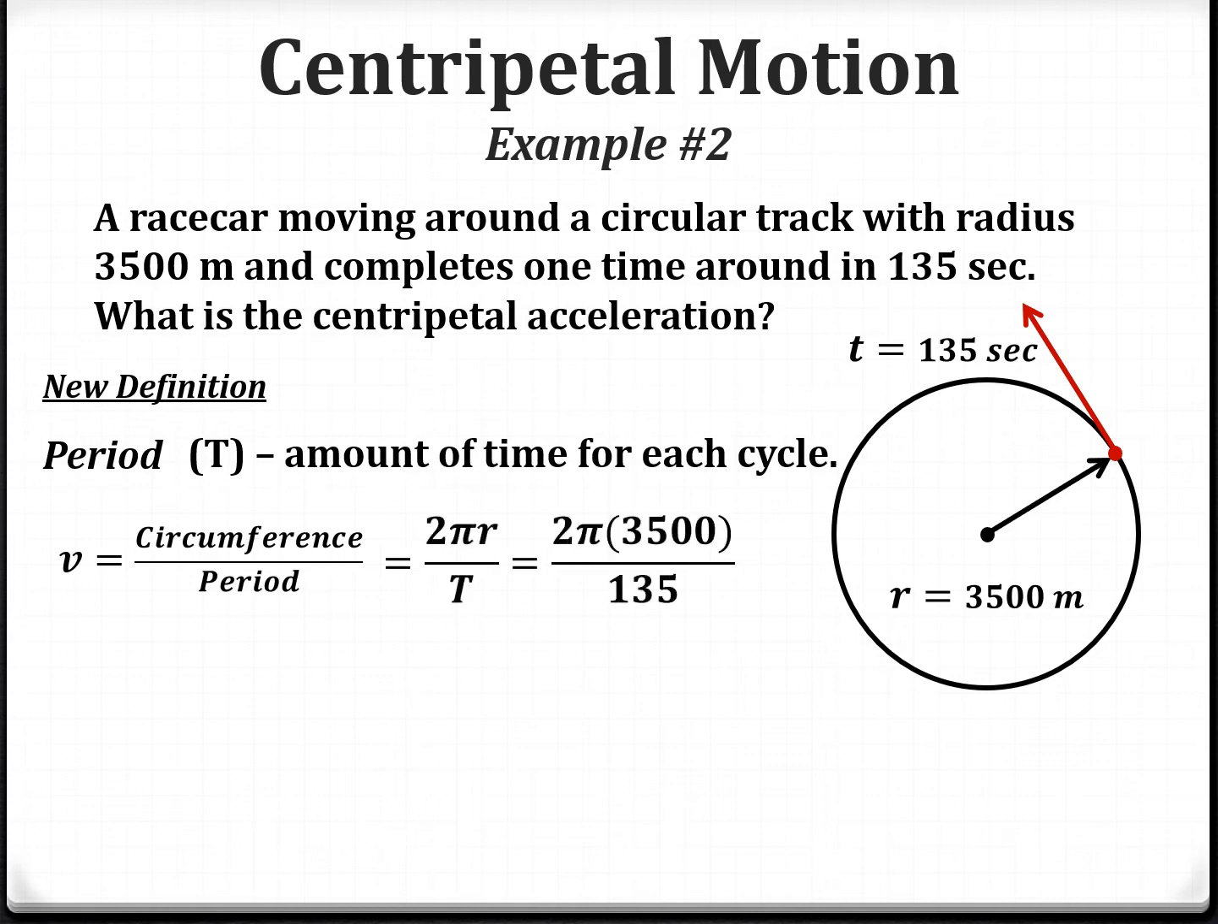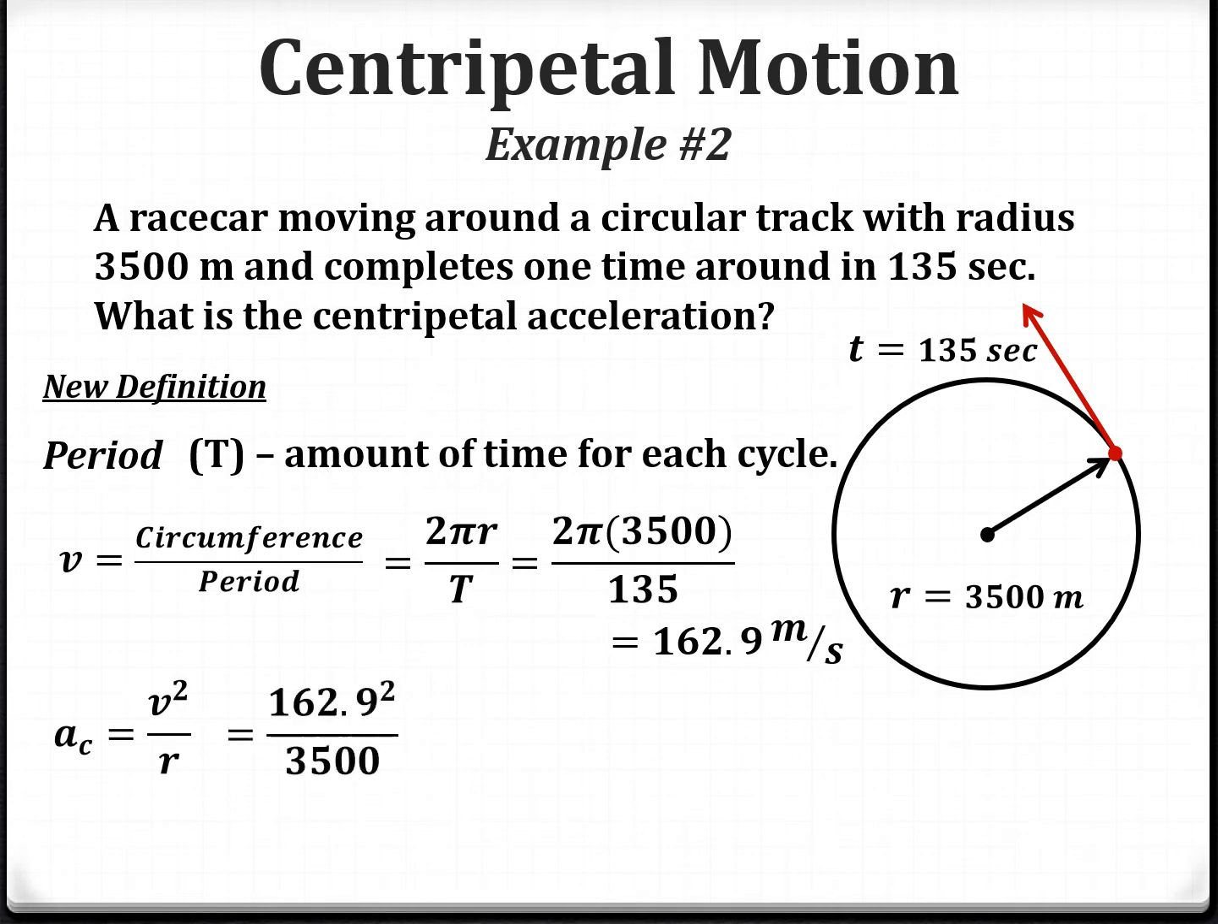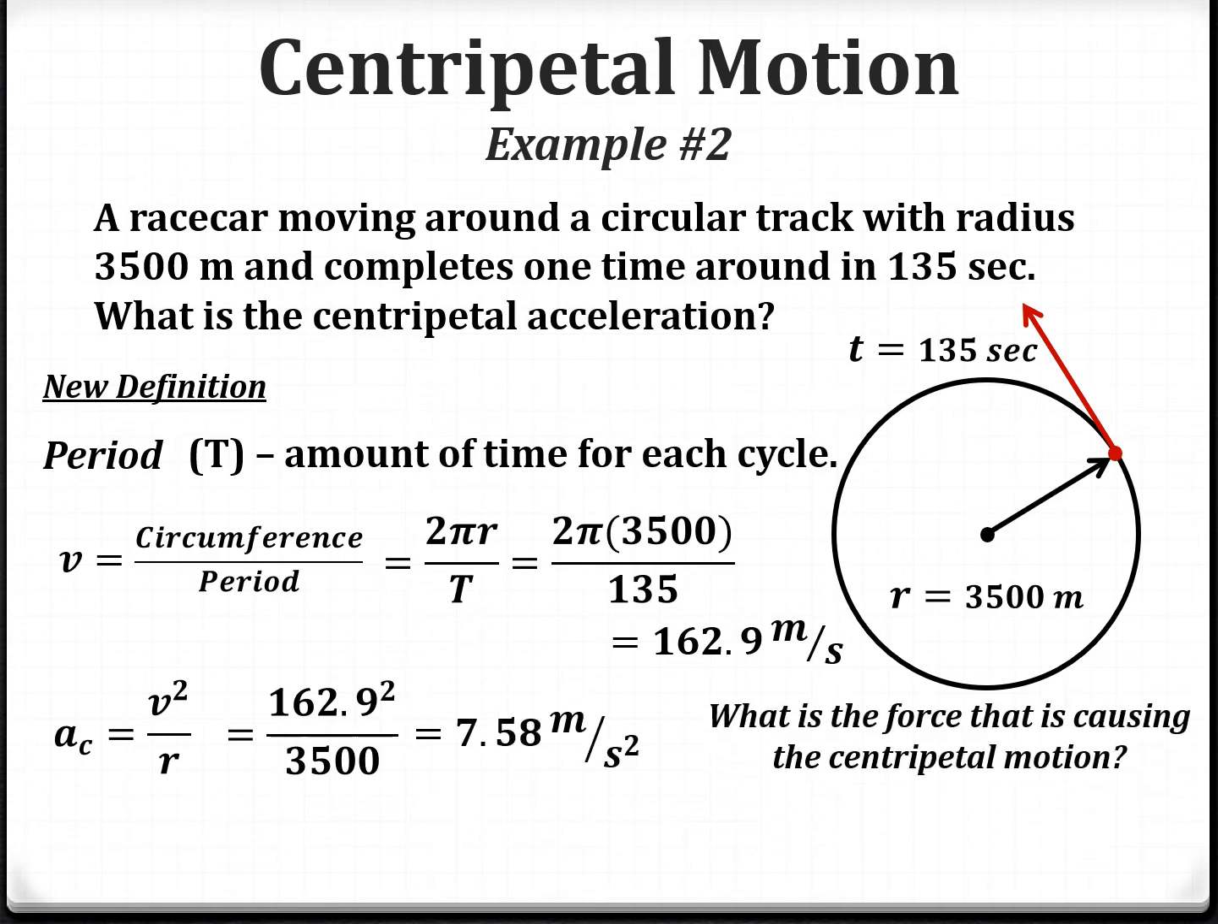and then we go ahead and divide those, and we figure out that the velocity is 2 pi times the radius divided by the period, and we figured out the velocity is 162.9 meters per second. So we can go ahead and plug that into our centripetal acceleration equation. We get velocity squared over the radius, 162.9 squared divided by 3,500, and we get 7.58 meters per second squared.